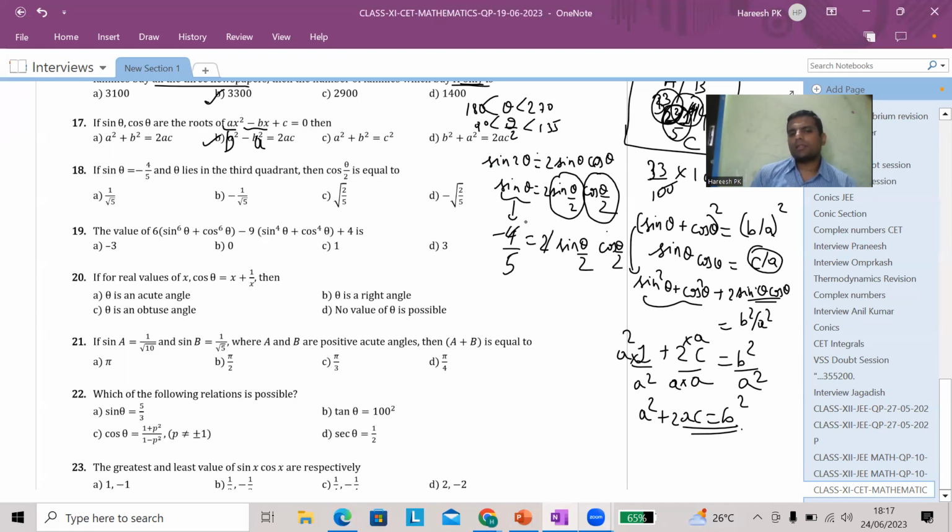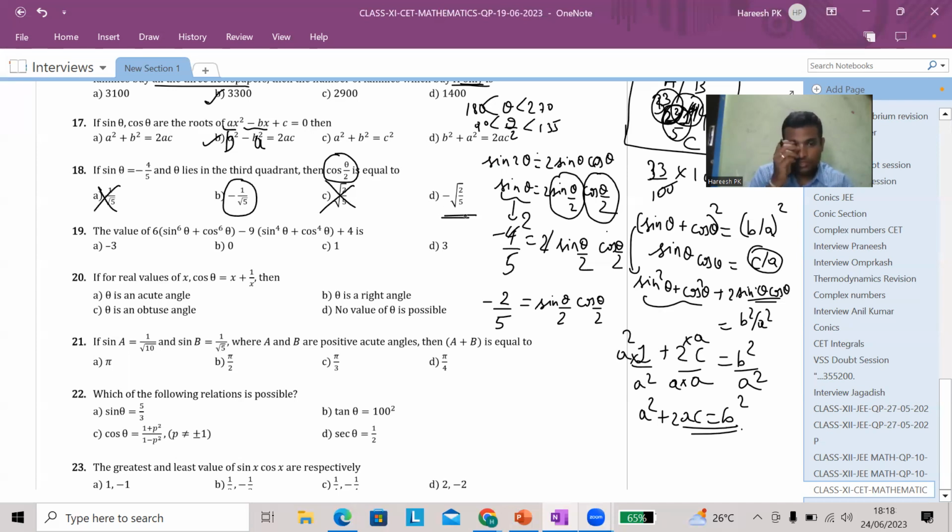So 2 will get cancelled. And now, because they're asking cos theta by 2, minus 2 by 5. So it should be equal to sin theta by 2 into cos theta by 2. Now just by inspection, this is a dummy option because cos theta by 2 is negative. This is also a dummy option. Now it has to be either this or this.